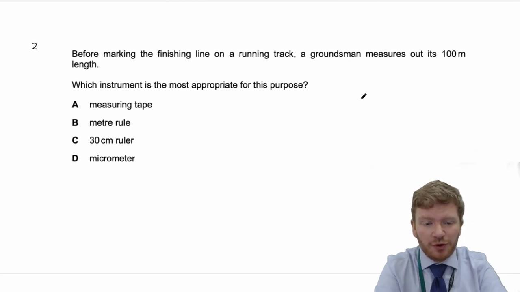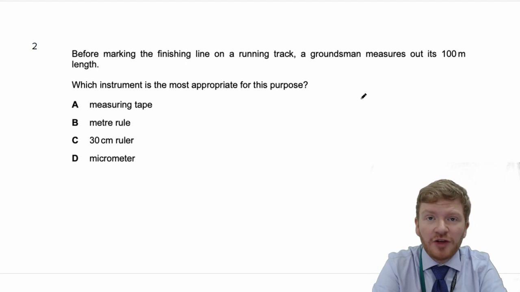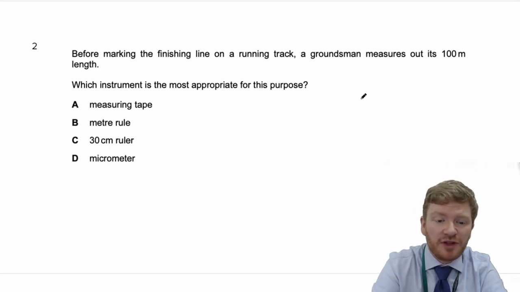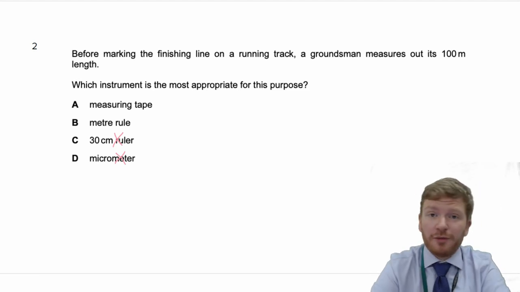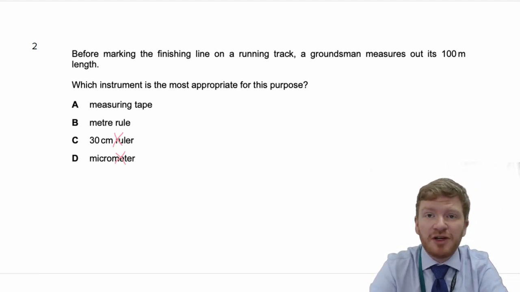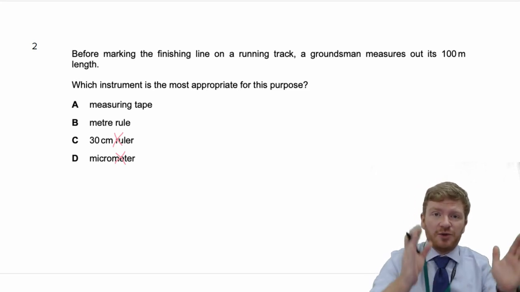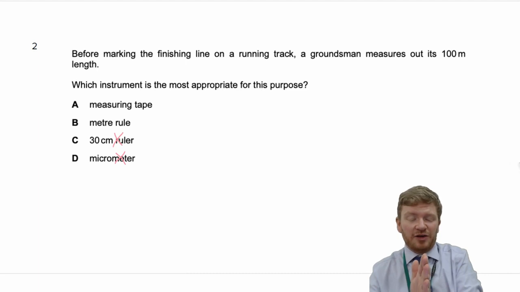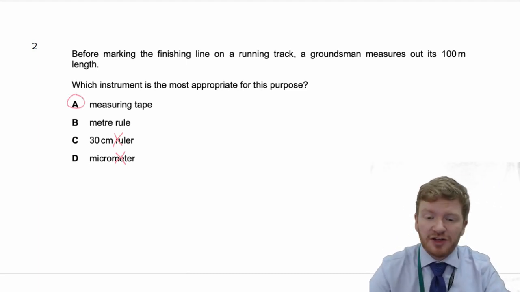Question 2. Before marking the finishing line of a running track, a groundsman measures out its 100 metre length. So you're looking for 100 metres, so you want something that is quite long. It certainly can't be a 30 centimetre ruler or a micrometer, because you're dealing with large distances. So it's between a metre ruler and a measuring tape. Now, a metre ruler is only 1 metre, so you have to have a metre, then lay it out on its end, another metre, and that's going to take you ages. So the correct answer is a measuring tape.